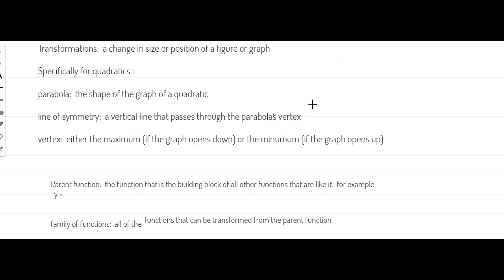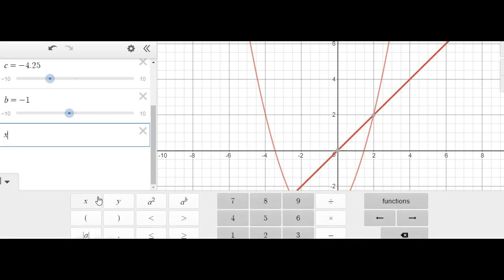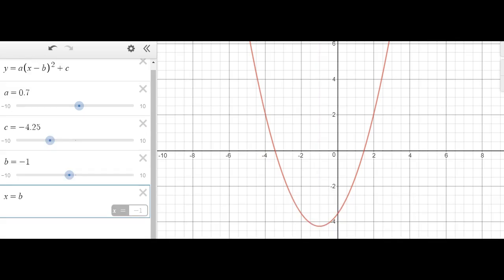What's a vertex? We're going to explain both of these at the same time. The vertex is either the maximum if the graph opens down, or the minimum if the graph opens up. This one opens up, see how it's opening up this way? That means this point down here is the vertex, the minimum. The line that passes through it we say is x equals b.